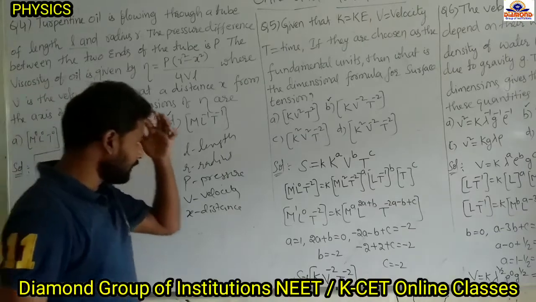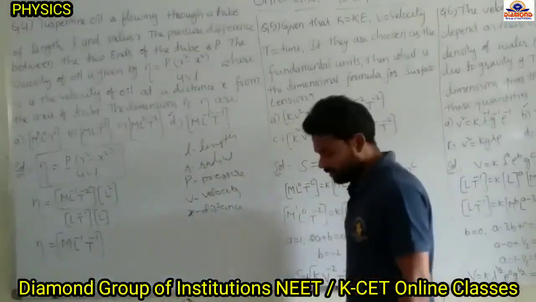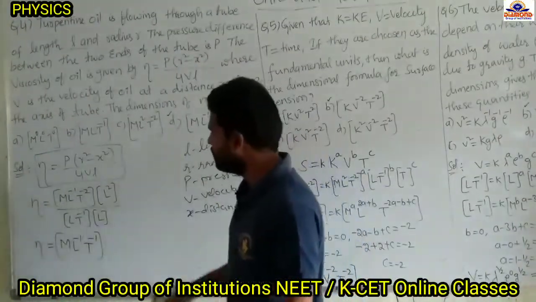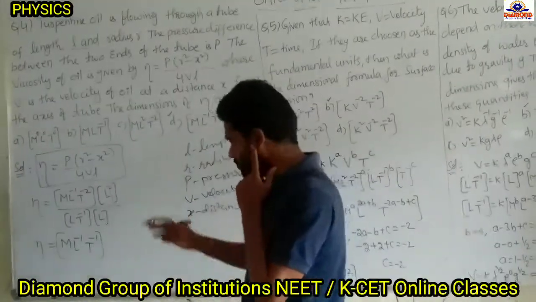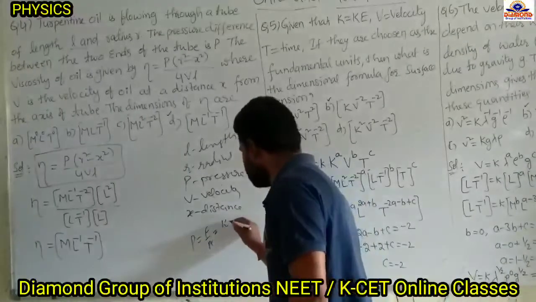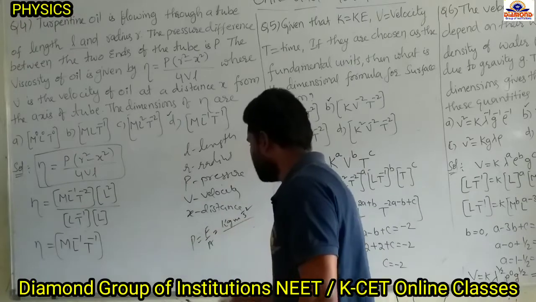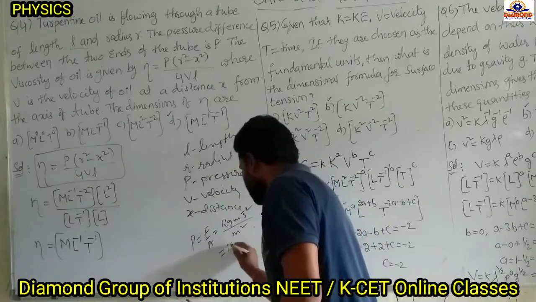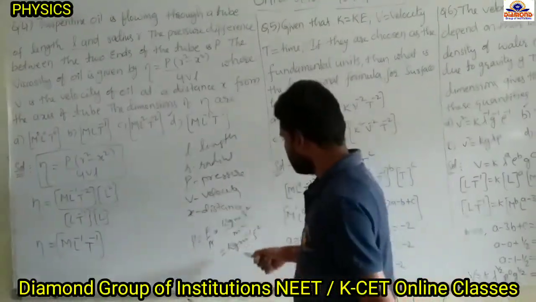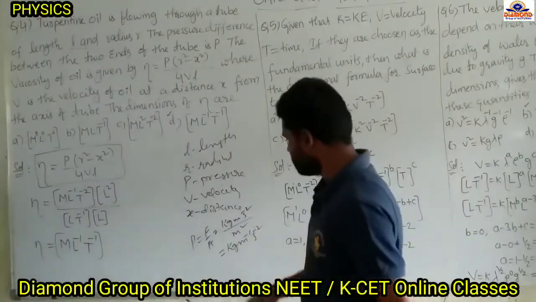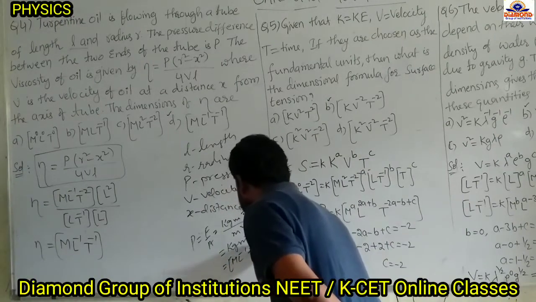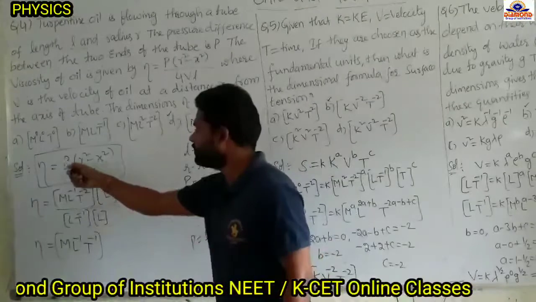The dimensions of eta we have to find. These are given already. So eta equal to P into R square minus X square by 4 into VL. Now write down the dimensions of this. Pressure, we already know the dimensions of the pressure. P is the pressure, pressure equal to force upon area. The unit of force is kg meter per second square, the unit of area is meter square. We will get kg per meter per second square. So in the dimensional formula, the symbol of kg is M, meter is L, and second is T. M L power minus 1 T power minus 2, that is the dimensional formula of pressure.